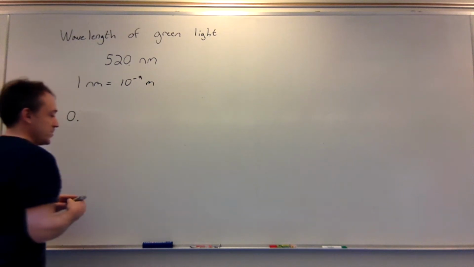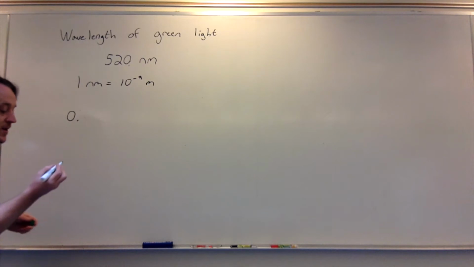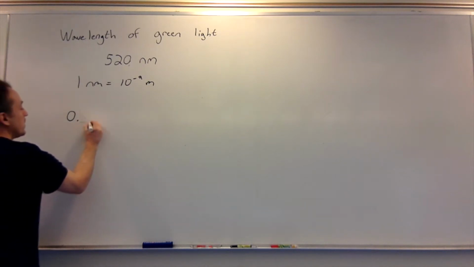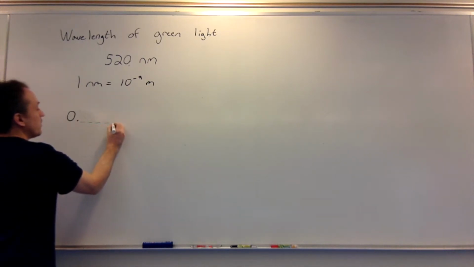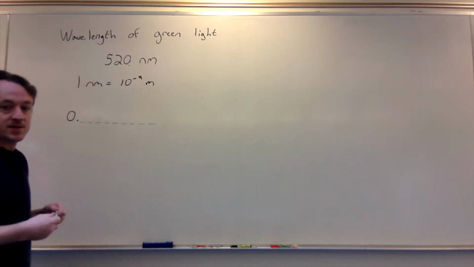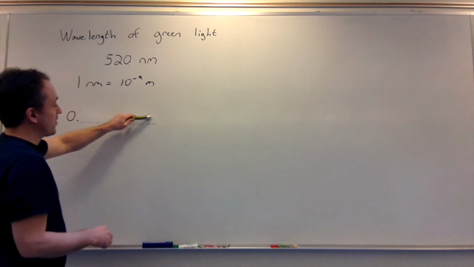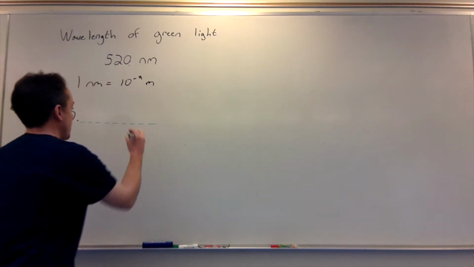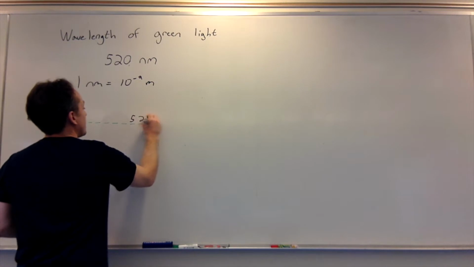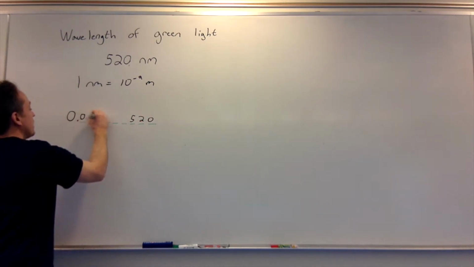Okay, so let's do that quickly here. I'm going to use a different color. Let's use green because we're using green light. So I need 1, 2, 3, 4, 5, 6, 7, 8, 9 decimal places. But I've already got the 520, so that's going to cover the 3 on this end. Let's write that 520 here, and then the rest are all going to be zeros.